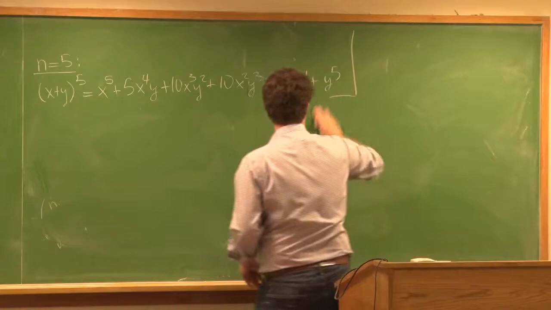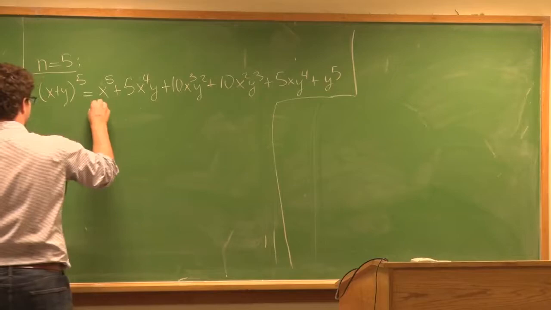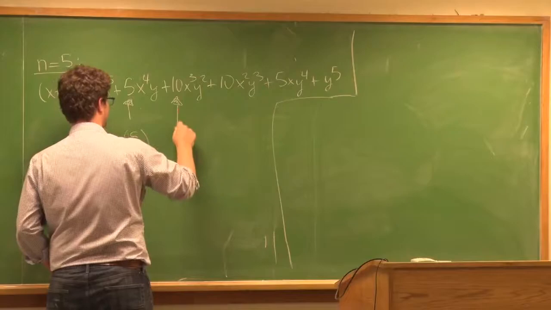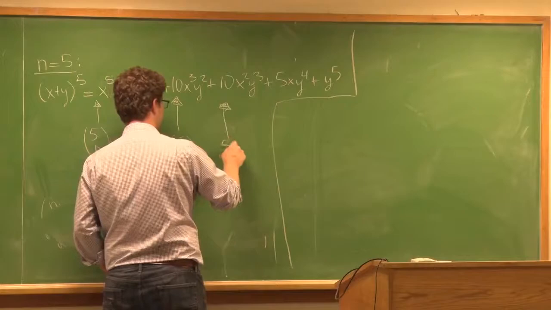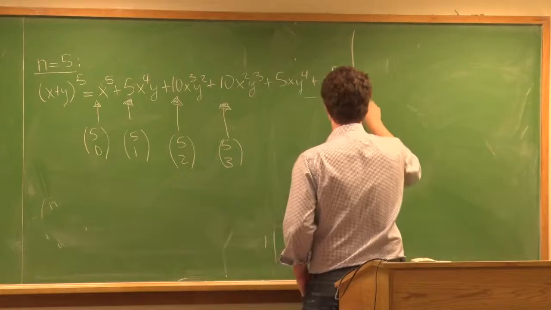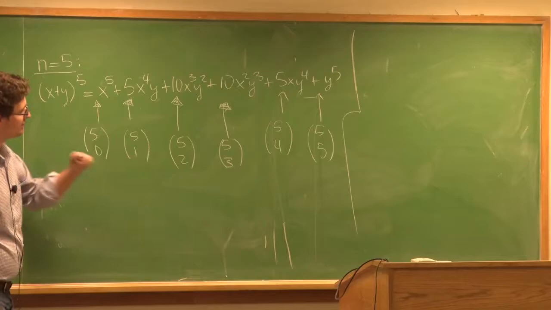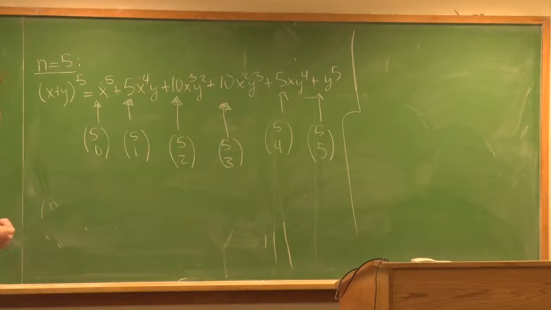Okay, so let me do that over here. So we have this thing. This is this coefficient here. So this is 5 choose 0. This is 5 choose 1. Right, this coefficient here is 5 choose 2. This coefficient here is 5 choose 3. And these coefficients here, well, I guess I do have to go over here. So this is 5 choose 4. And this is 5 choose 5 over here, 1. So this is 1, and the other one's 1. The two end ones are always 1, and then it gets a little more complicated in between. Okay, so does that make sense, what's going on about this?